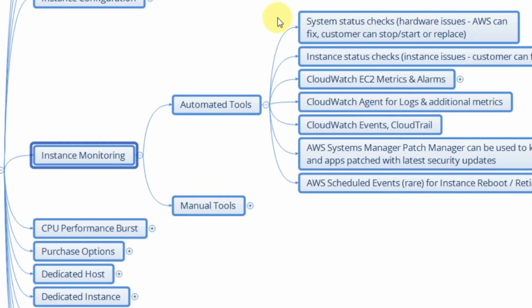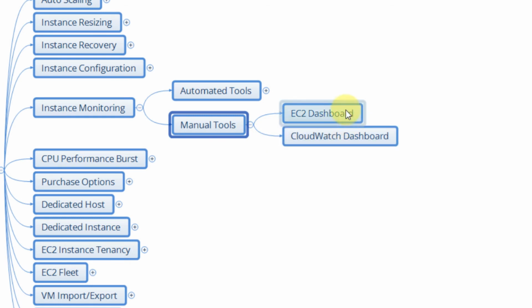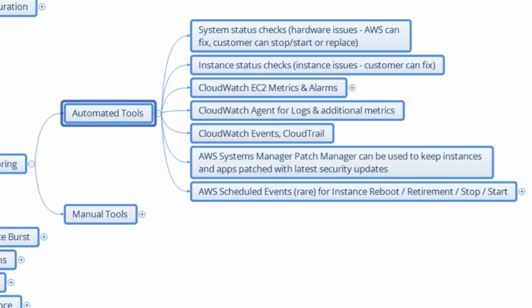Now, instance monitoring. You have automated tools to monitor your instances, which is a key aspect of managing your workload, or you can use manual tools. The manual tools are the EC2 dashboard, where you can see all the details of all your instances. You have the CloudWatch dashboard, where you can graph instance metrics, and these graphs give you an indication of how your fleet is doing. You also have a bunch of automated tools to monitor your instances.